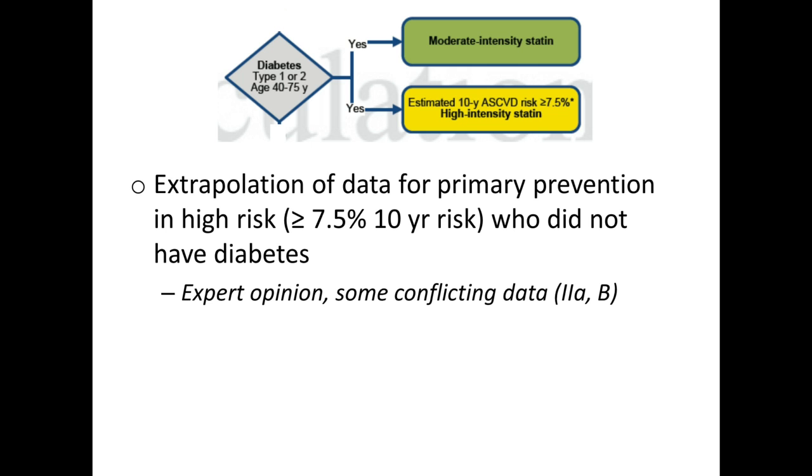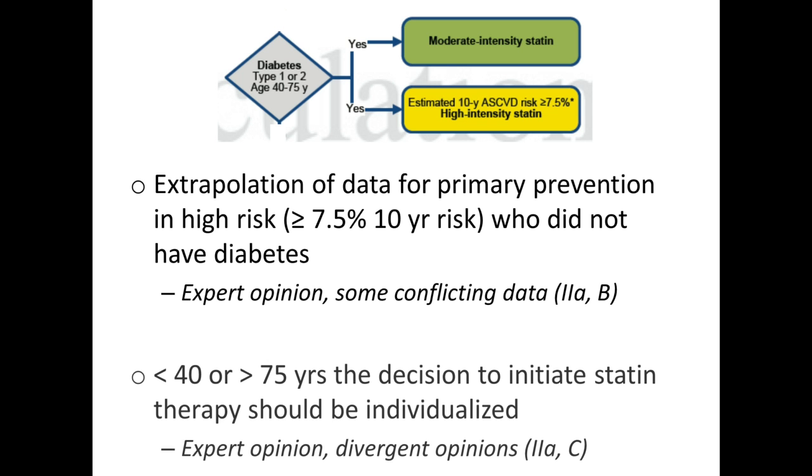And the reason that box is in yellow is that there is extrapolation of data from primary prevention trials in high-risk patients, and in this case we consider high risk greater than 7.5%, who didn't have diabetes as benefiting from statin therapy. So there wasn't an exact trial in diabetics in the high-risk group. It's an extrapolation of primary prevention data to them. So again, this is expert opinion. There was conflicting data in studies, so that's why it gets a yellow box. And we'll talk a little bit more about this later when we talk about this risk tool.